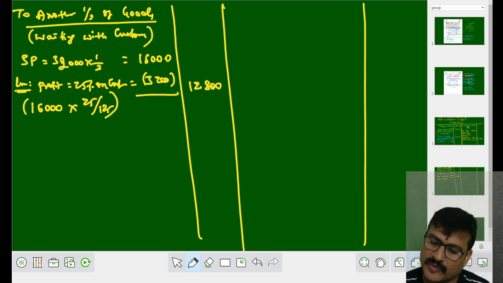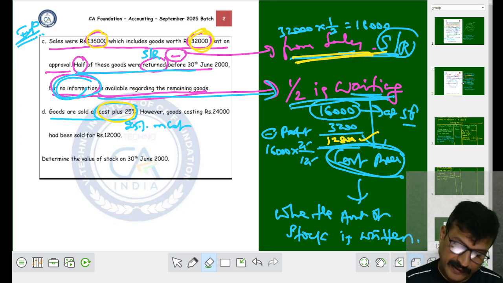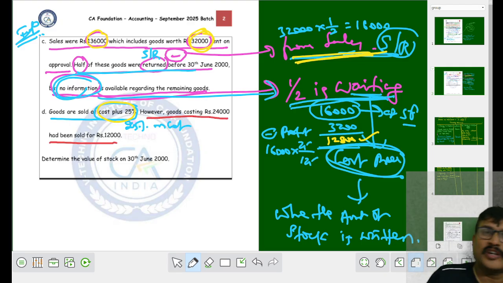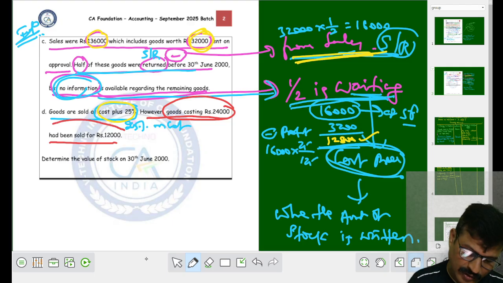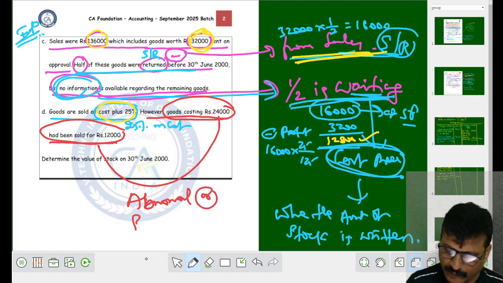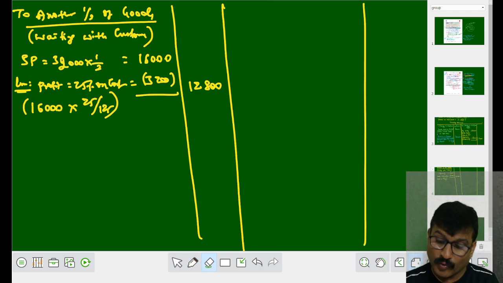Malum hua, my dear students? Did you understand this? Fine. Okay, बाद में क्या है? However, see here what he is telling. However, goods costing 24,000 have been sold for 12,000. This we can call as abnormal or special items. Abnormal or special items. Where will we write?